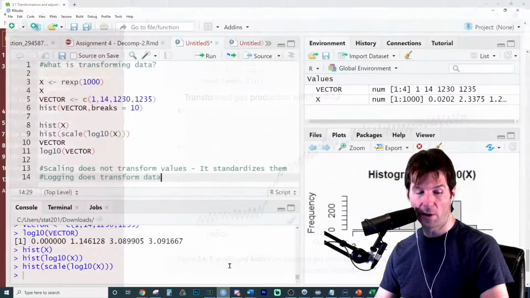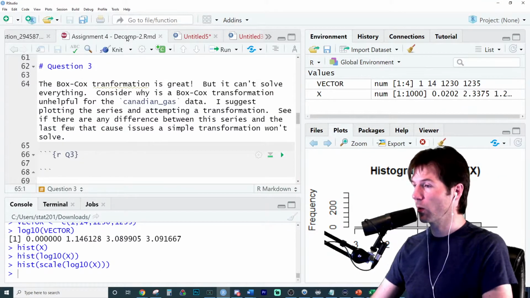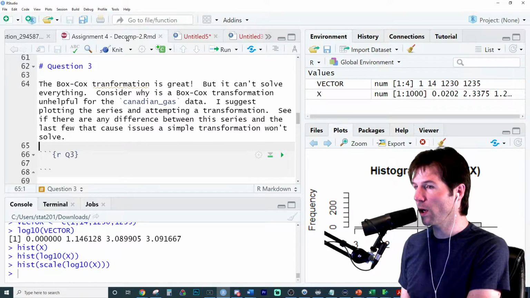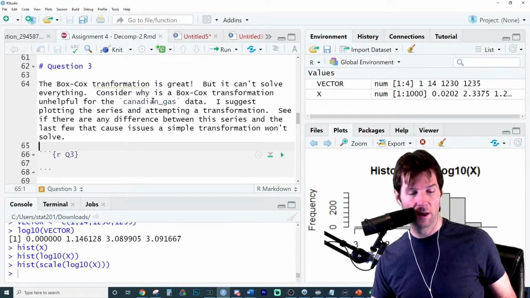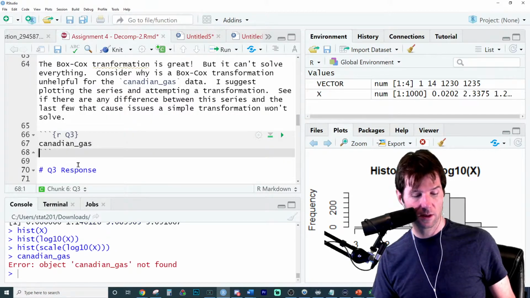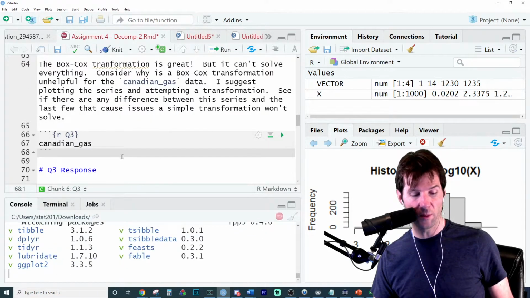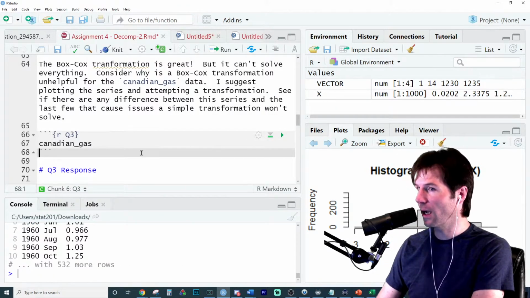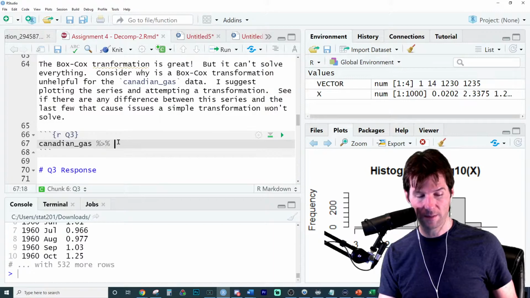So let's go back here to R and look at the original question, which set us down this road of talking about the Box Cox transformation. Consider why is a Box Cox transformation unhelpful with Canadian gas data. I suggest plotting the series and attempting a transformation, see if there's any difference. Okay, so do we have Canadian gas? We don't. Let's load in all the stuff above. There's the Canadian gas. We should have it now. Let's go ahead and auto plot it.